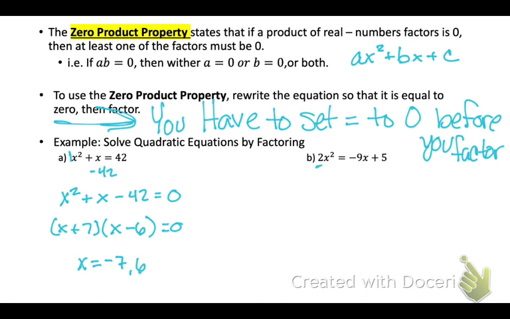Now, this is a big mistake people make. They say it's positive up here, so +7, -6, and guess where they write it? Pause. Are those the answers? Nope, those are the factors. The factors and answers are two different things, because you have to set the factors equal to 0 and solve.